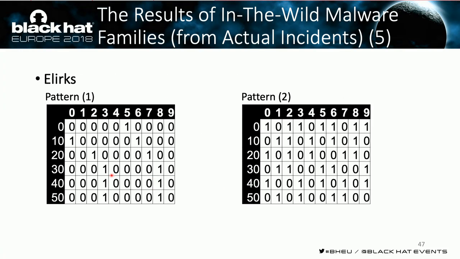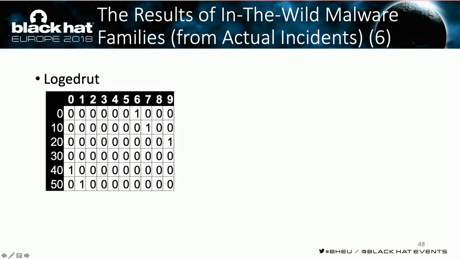These are patterns of Eric's malware. The left one shows that it accesses every 3 to 5 minutes. The right one is a bit complicated. It accesses 1 or 2 times in a row. Then it sleeps 1 or 2 minutes, like this. Logedrat is used by Blackgear, and it's written in the .NET framework. This malware accesses only every 30 minutes, but our model can detect it.